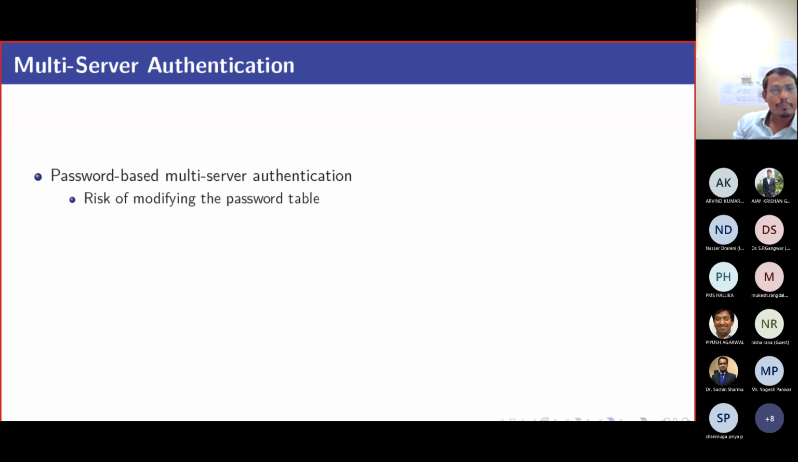So, some problems with password-based authentication, right? Like the risk of modifying the password table. Before accessing any server, you have to first register to the server. Now during login, you send some of your credentials over the net. The server will receive it and verify it.